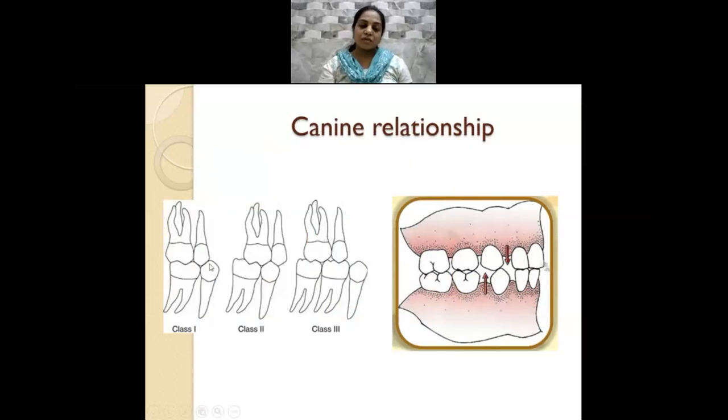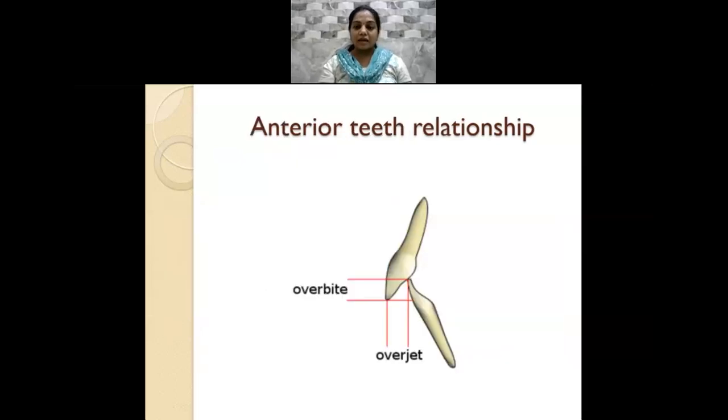Coming to the canine relationship, this is the same as that of permanent canines. In class 1, the mesial slope of the upper will coincide with the distal slope of the lower. In class 2, the distal slope of the upper will coincide with the mesial slope of the lower canine, and class 3, any other relationship apart from class 1 and class 2, is classified as class 3.